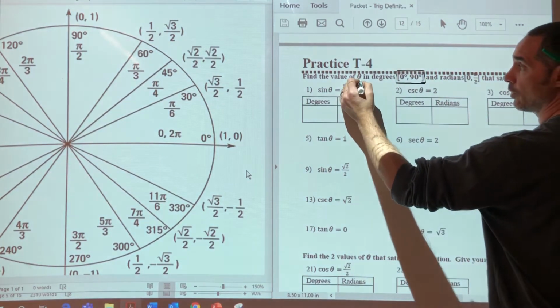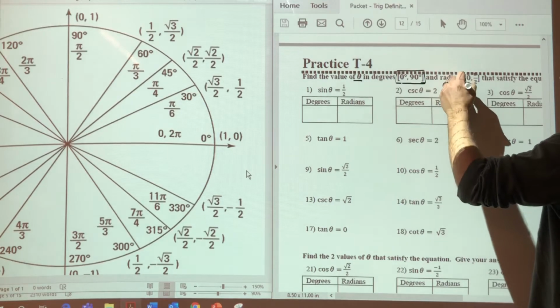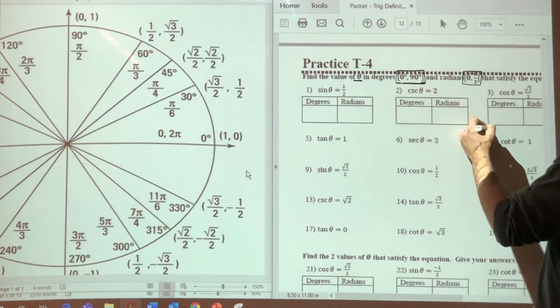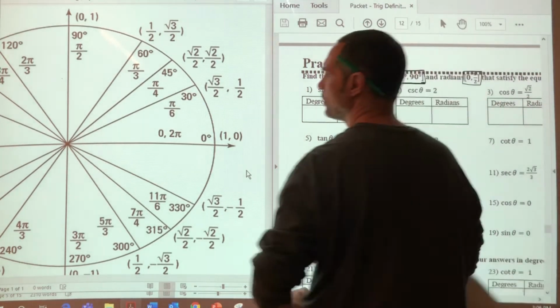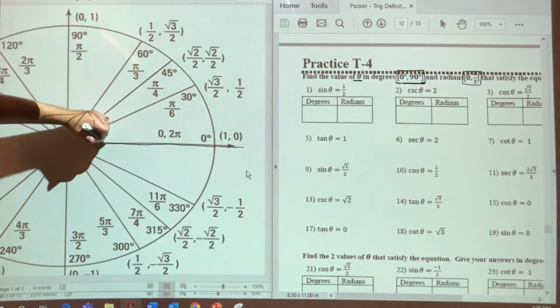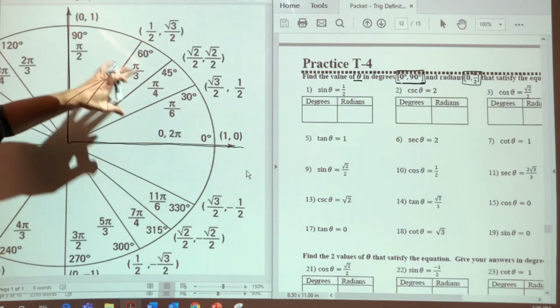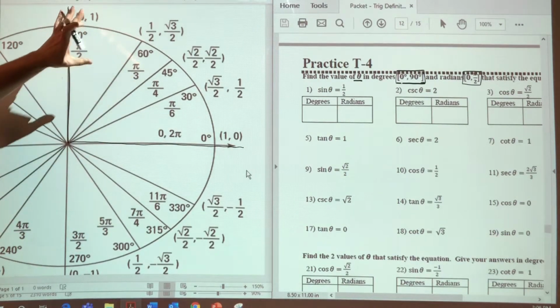that the value of theta in degrees is between 0 and 90, or in radians, 0 and pi over 2. That means they're only working with the first quadrant. So we're only dealing with values starting at 0, going to 90 degrees, and nothing outside of that range.